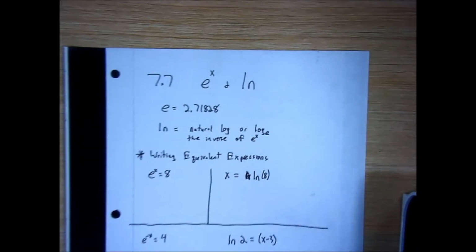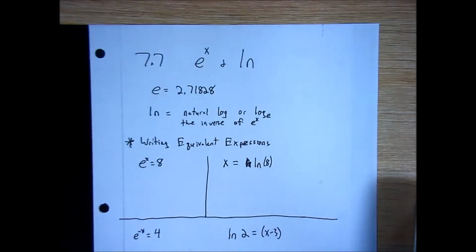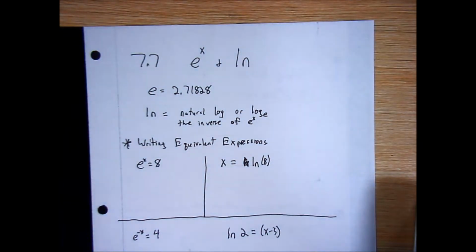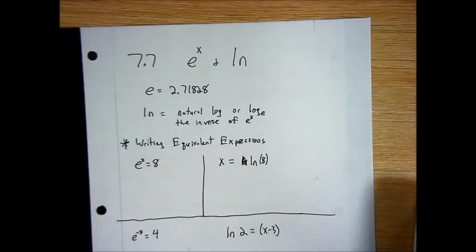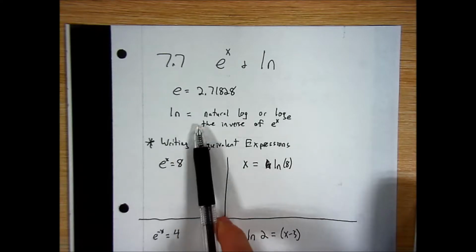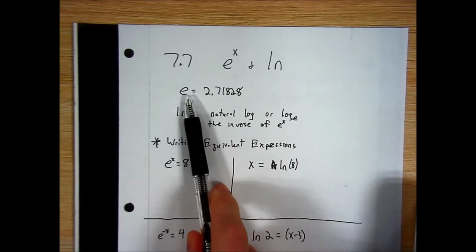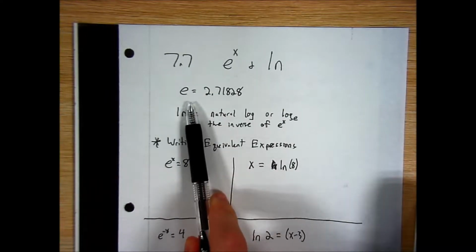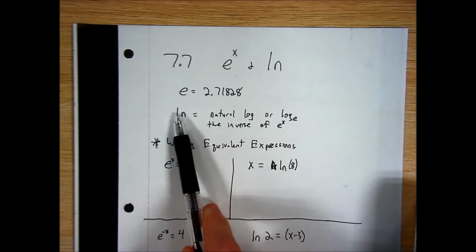Alright guys, here we have section 7.7, e to the x and natural log. That's a lowercase l, lowercase n, natural log. Okay, so first off we have e to the x. e is a special number, kind of like pi. It goes on forever and ever and doesn't repeat.